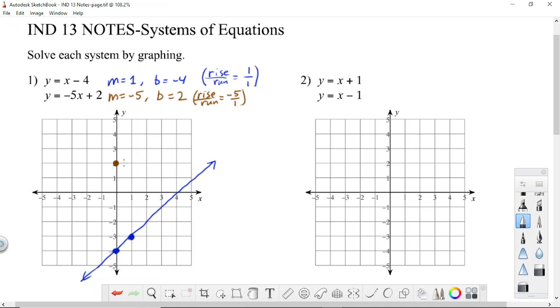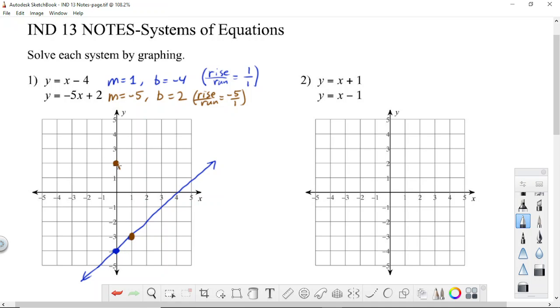So intercept is 2. Slope is -5/1. So we go down 5. 1, 2, 3, 4, 5. And to the right 1. And that's nice. It came right on top of one of the other points that we used. And so that kind of gives away the solution already, right? So we have our 2 points, and we will go ahead and graph that.